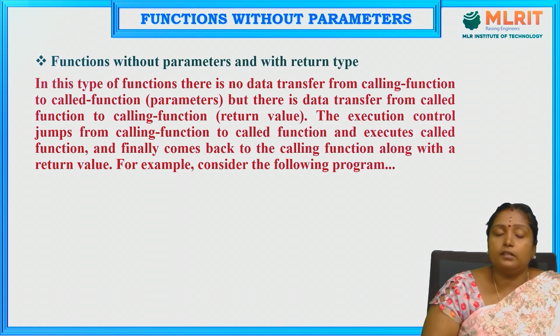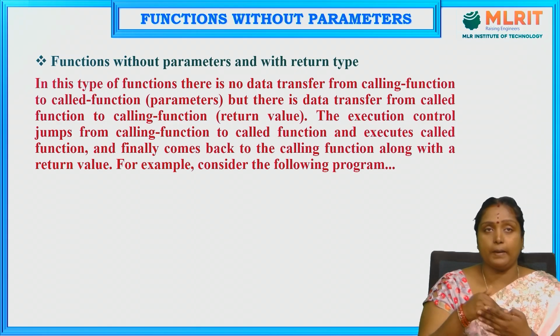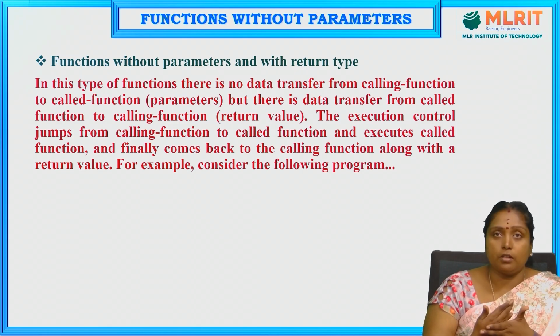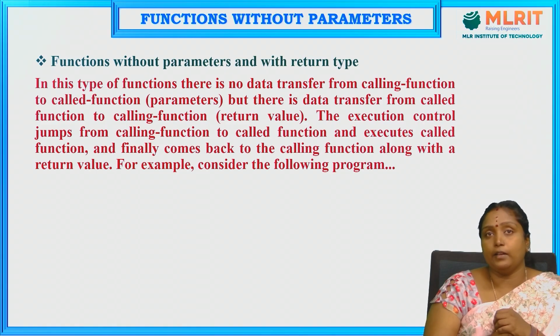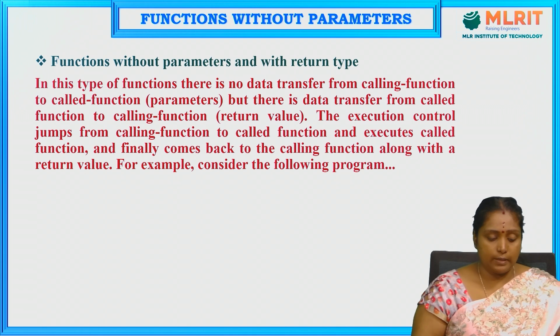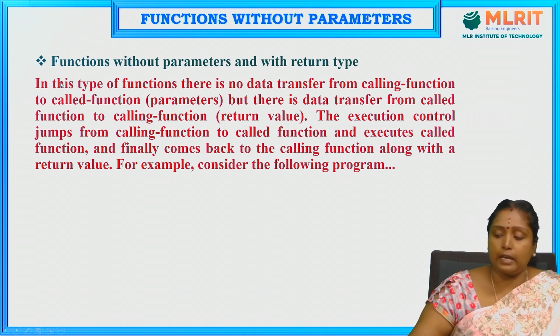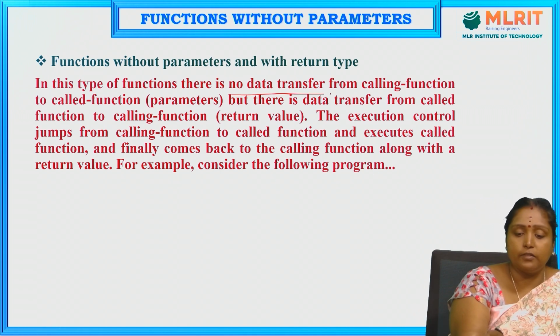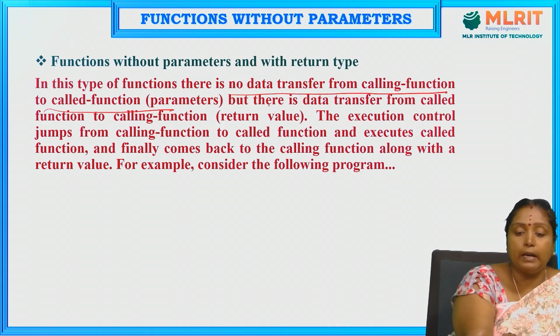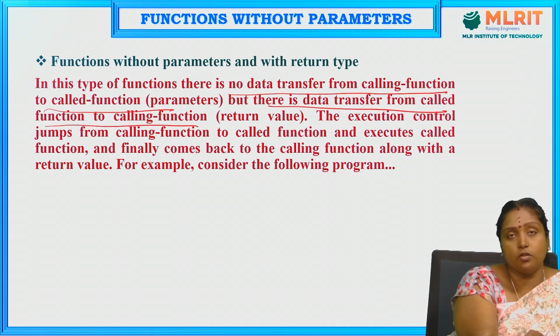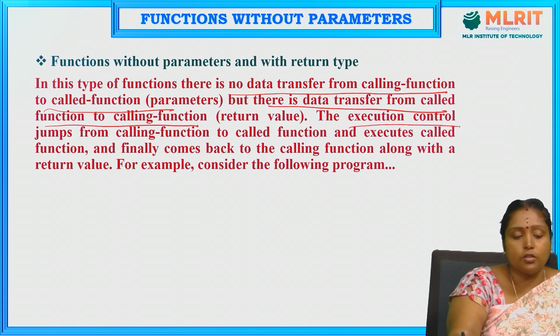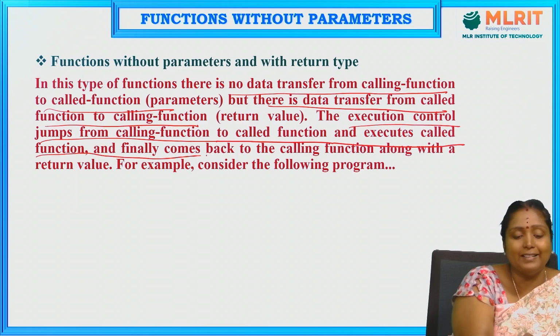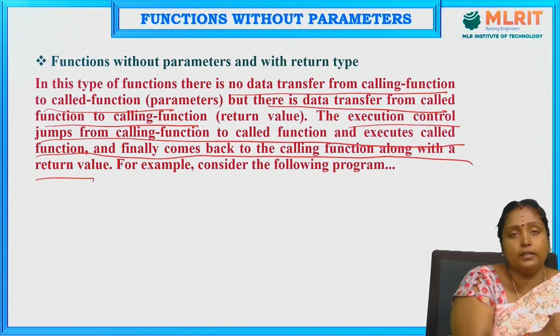Here is this function without parameters and with return type. We are not passing any parameters to the called function, but we can have the values from the called function. So here is the program. In this type of function, there is no data transfer from the calling function to the called function, but there is a data transfer from the called function to the calling function, the reverse. So the execution control jumps from the calling function to the called function, executes the called function, and finally comes back to the calling function along with the return value.